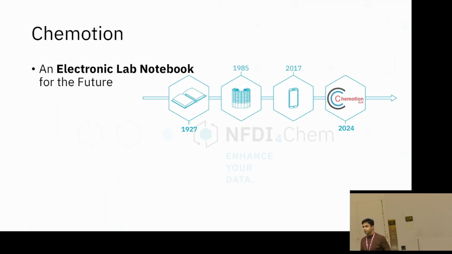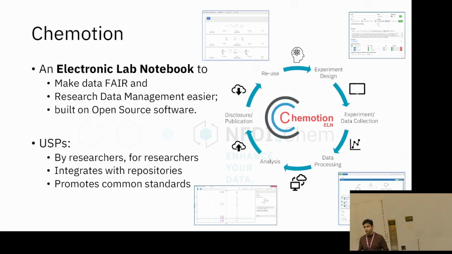What we have done is we have built Chemotion. It's almost been more than 10 years now since the project started. Chemotion initially started as an electronic lab notebook for chemists. Now it is diverging into more fields, and we are trying to expand. But really, what we are trying to do is build an electronic lab notebook for the future. So our goal is, of course, to make all the data that researchers have FAIR and have better research data management while keeping the software that does that open source.